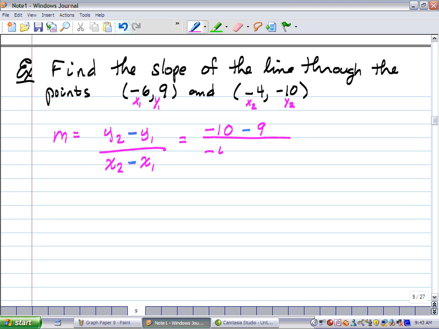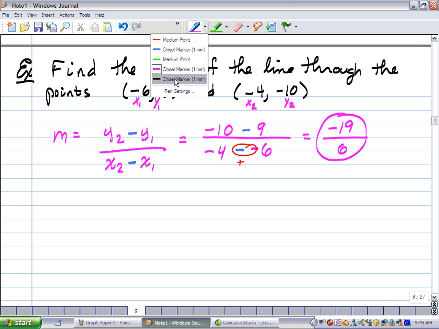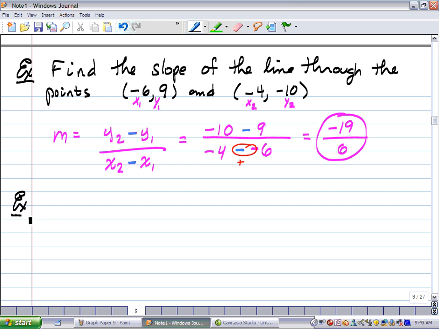x sub 2 is negative 4, and don't forget the minus, and x sub 1 is negative 6, so I'm having those two negatives together. At the top I have negative 19, and the bottom, these two negatives turn into a plus, so I have negative 4 plus 6, which is 2. So my slope is negative 19 over 2. Okay. Let's try this one.